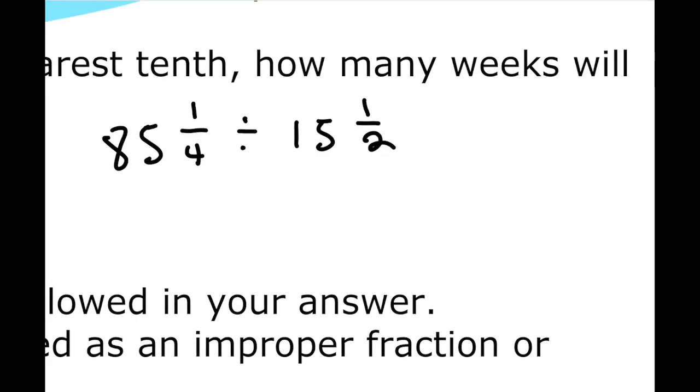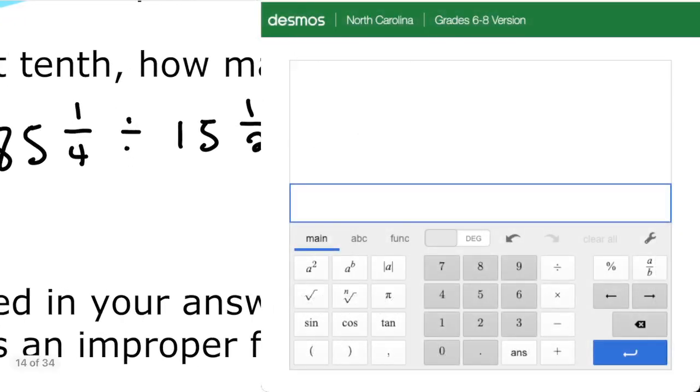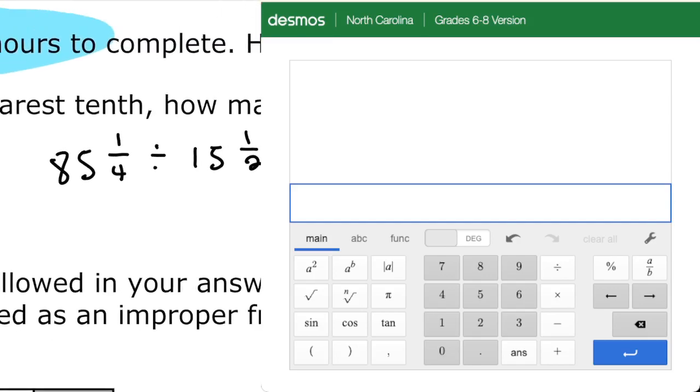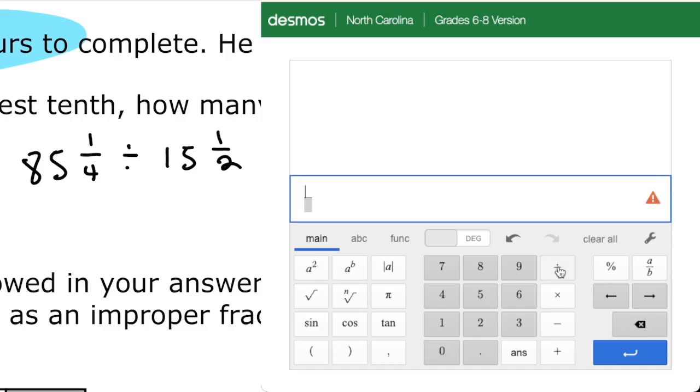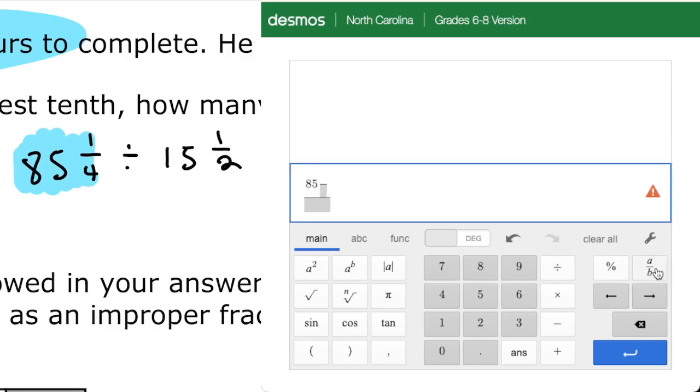Now in Desmos, when we have division, I strongly suggest, because we have these fraction bars and division, and it gets a little tricky in Desmos, anytime you're doing division, I want you to press the divide button first. So let's start with that. Okay. So we're going to press division. Now in the top, we're going to represent the 85 and 1/4. We're going to type 85, press this fraction button, and we're going to press 1, go down, go 4.